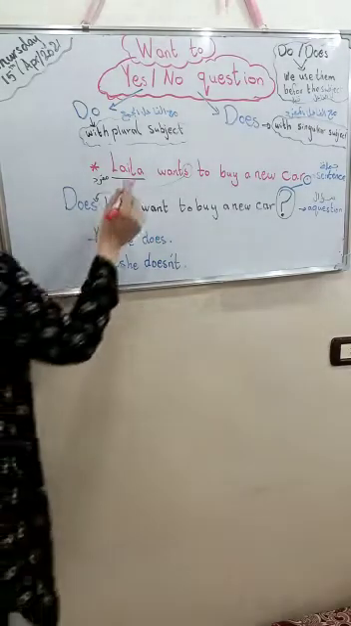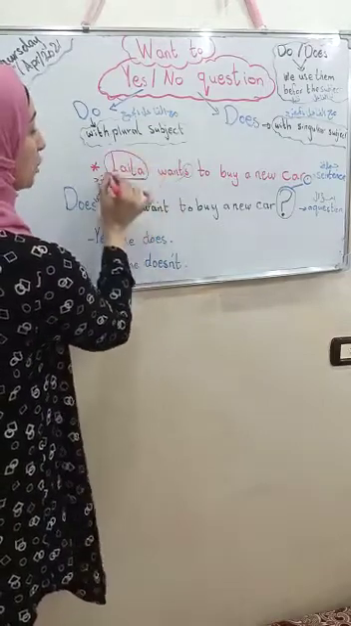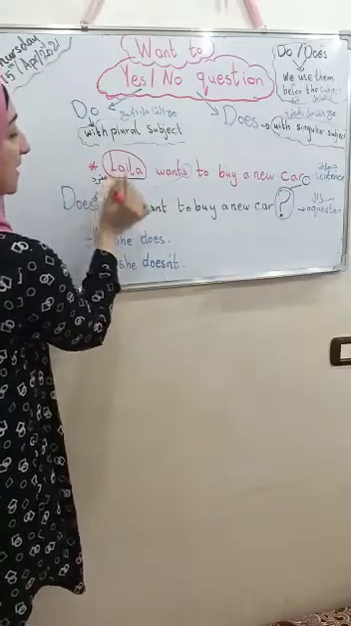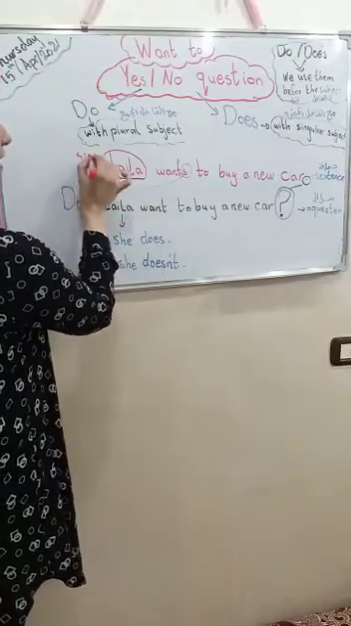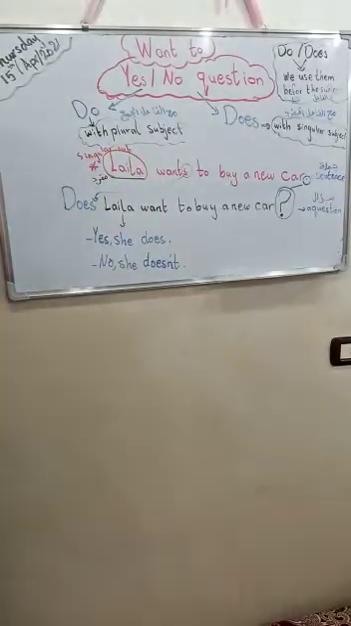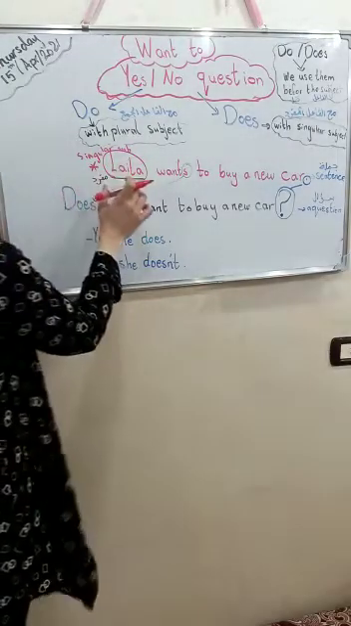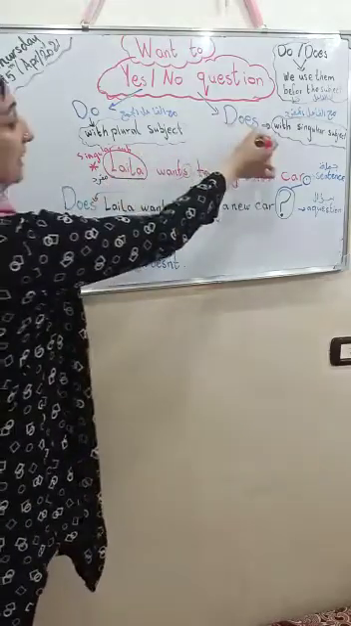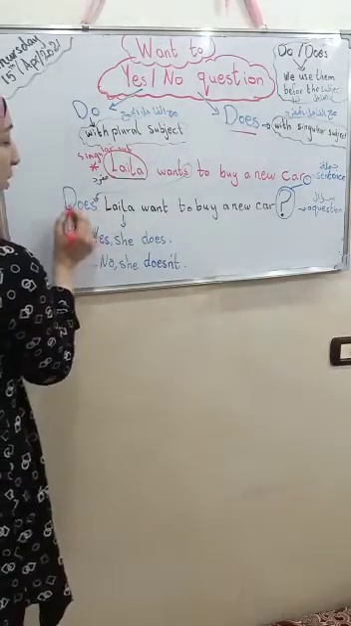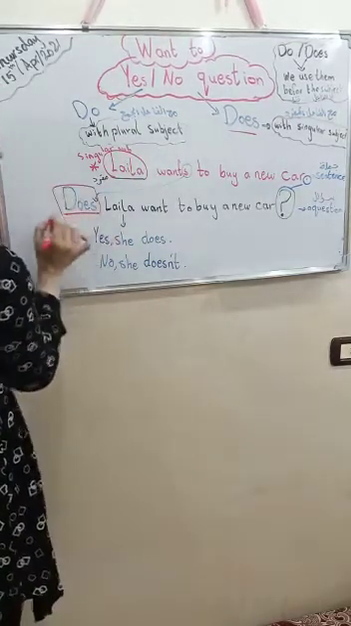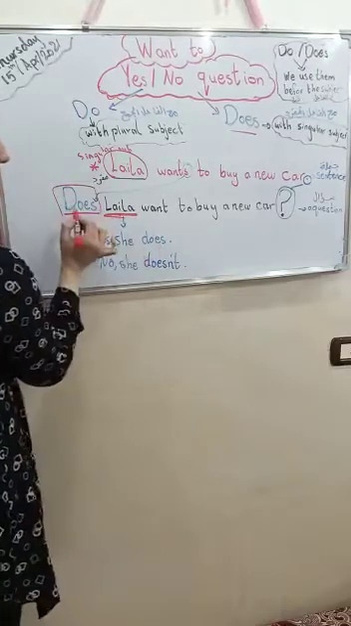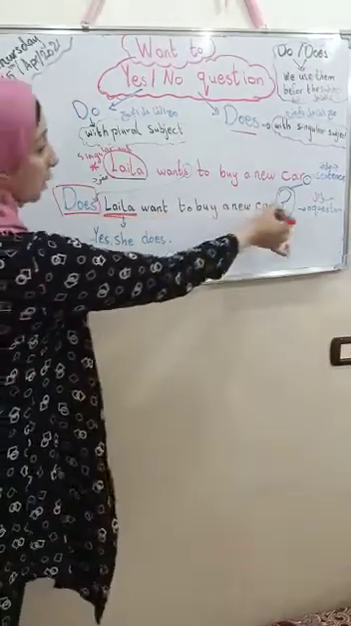First of all, you have to look at the subject. The subject here is Layla, and Layla is a singular subject. فاعل مفرد. Okay. Now, so you have to use does. You have to use does before the subject. So I write here does. Why? Because Layla is singular. Does Layla want to buy a new car?